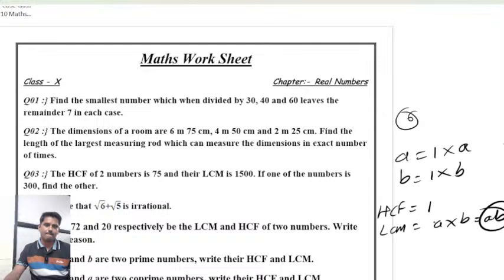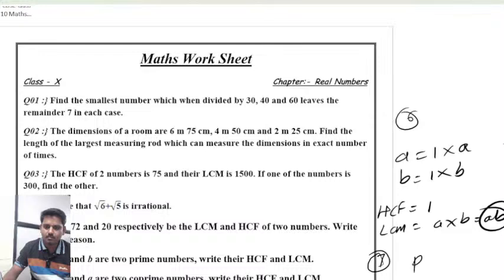Same for question 7. If we have co-prime numbers p and q, they will have only 1 as a common factor. So HCF is 1 and LCM will be p multiplied by q. Questions 6 and 7 have the same answers.